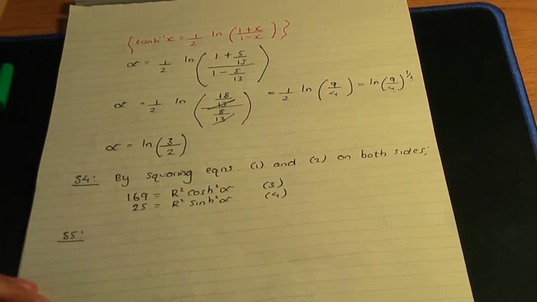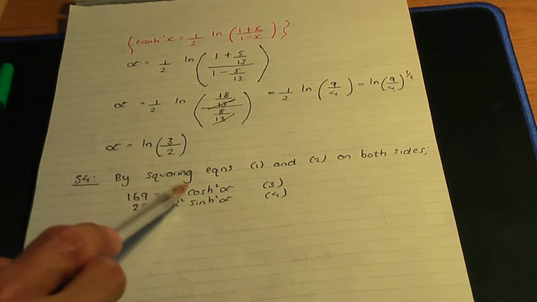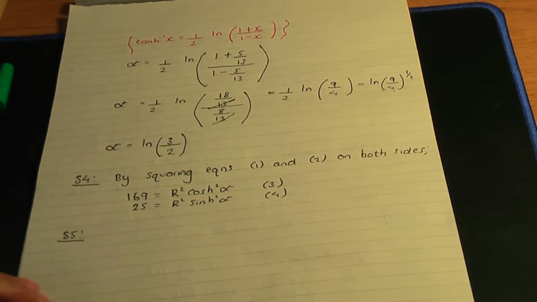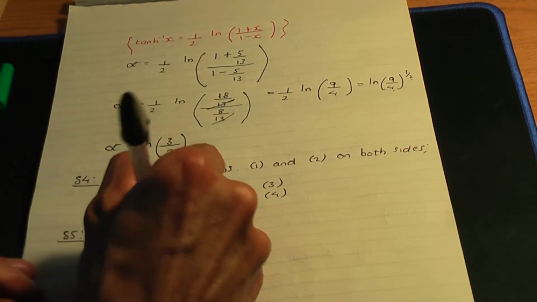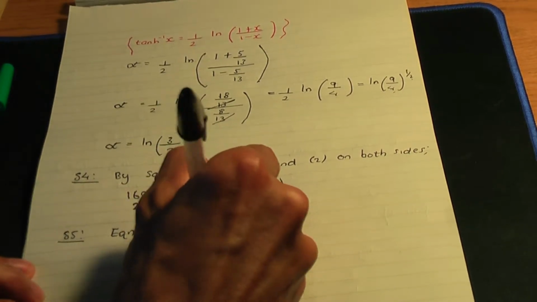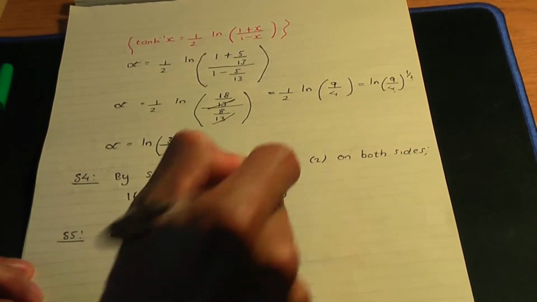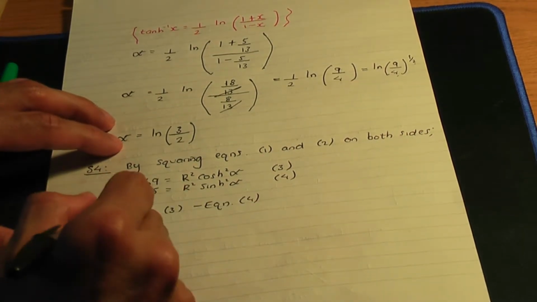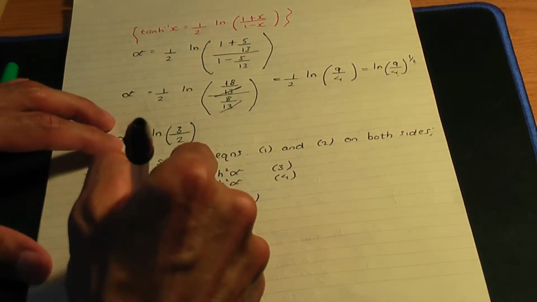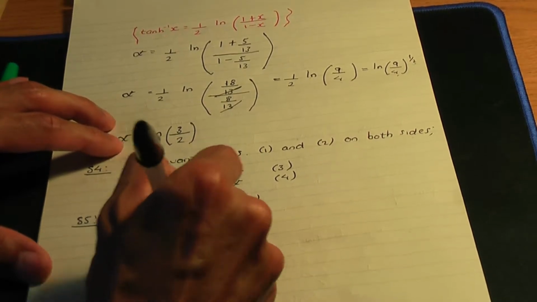The reason being is there is an identity, hyperbolic cos squared minus hyperbolic sine squared gives you 1. Okay, so in step number 5, equation 3 minus equation 4. So if we do 3 minus 4, on the left hand side, 169 minus 25 is 144.